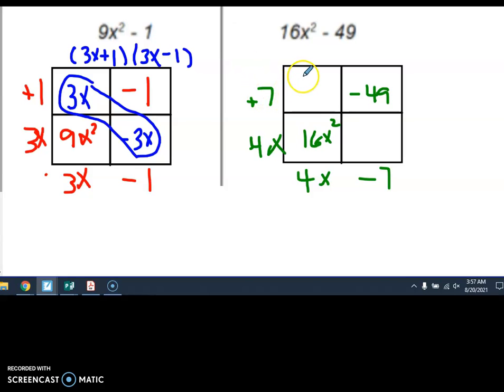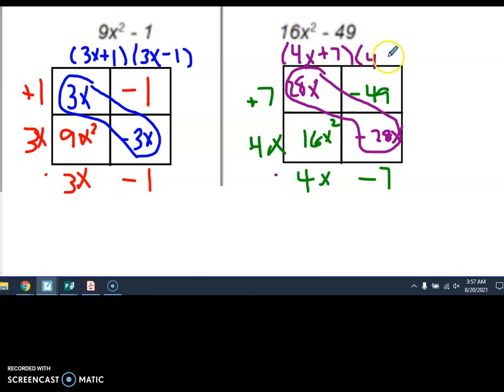So if I multiply the 7 times 4x, I'm going to get 28x. And if I multiply 4x times negative 7, then I'm going to get negative 28x. So 28x, take away 28x gives me the 0. So I end up with 16x squared minus 49. So two factors are 4x plus 7 and 4x minus 7.